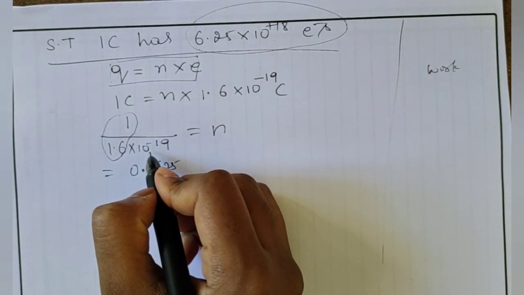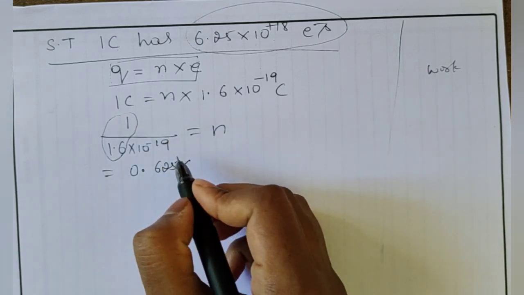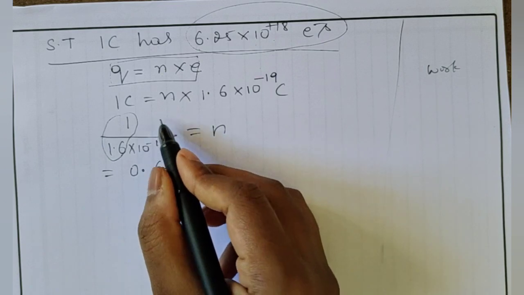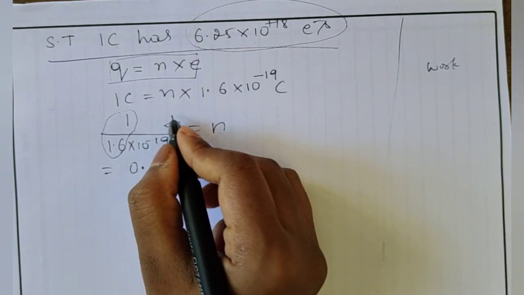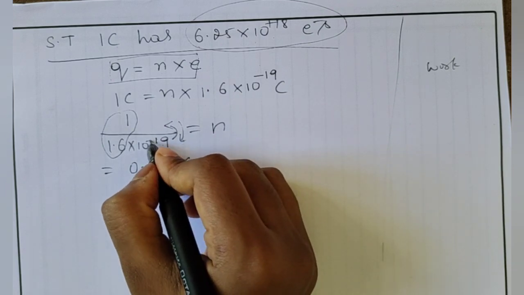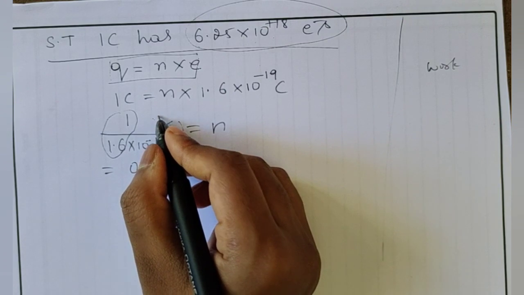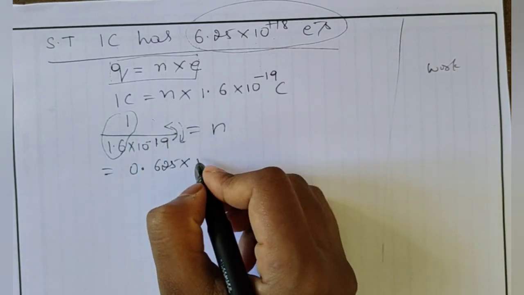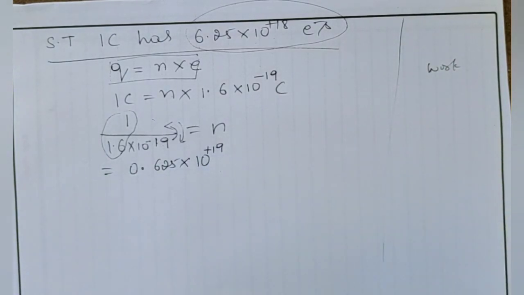Now just look at the denominator. What do we have here? 10 to the power minus 19. Whenever an exponent transfers from denominator to numerator, the sign will change. That means if it is minus 19 in the denominator, when it comes to the numerator, it will convert into positive, which you already know. So this minus 19 will become 10 to the power plus 19. So this is just the answer.